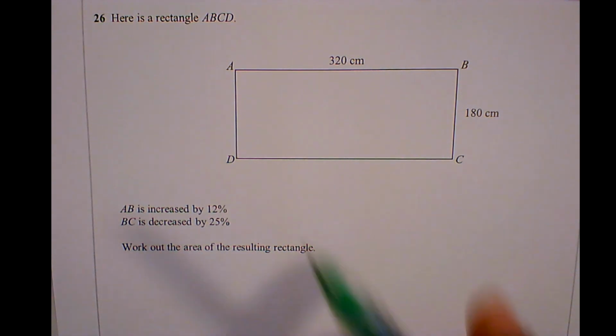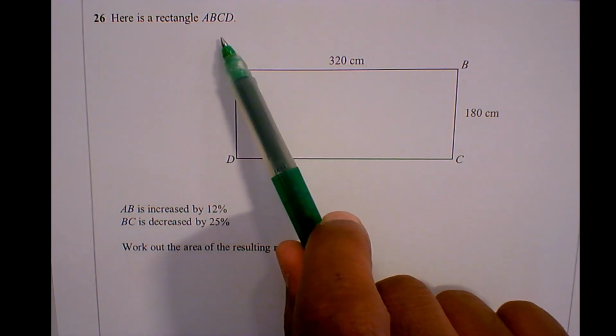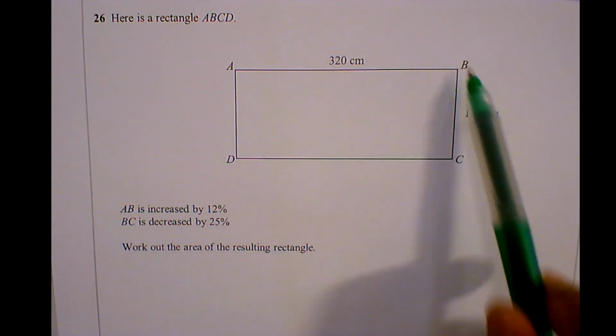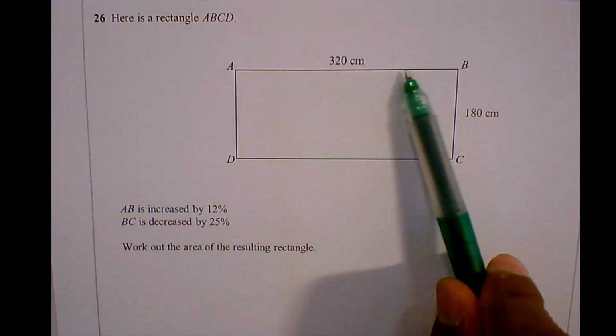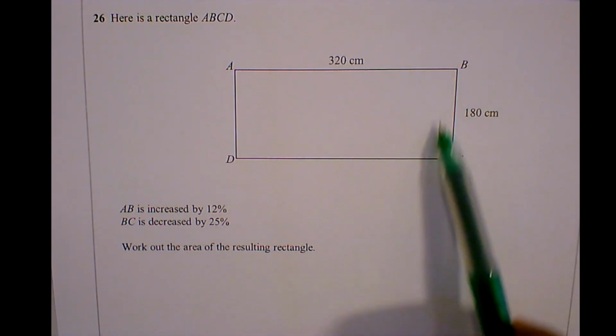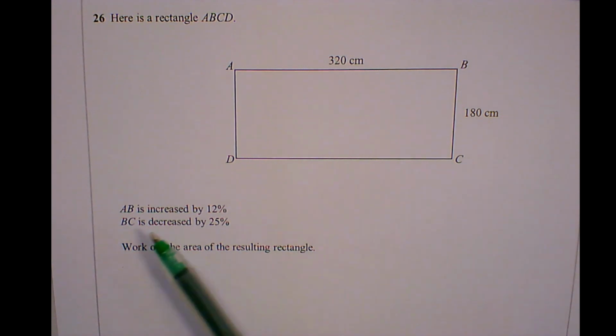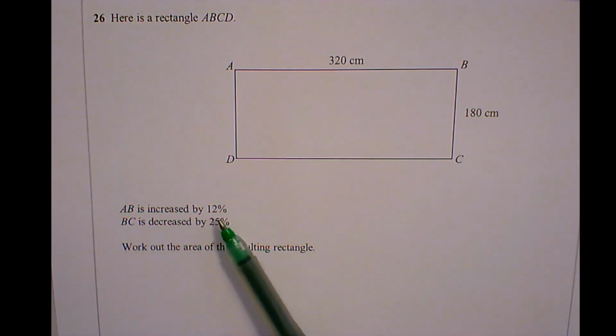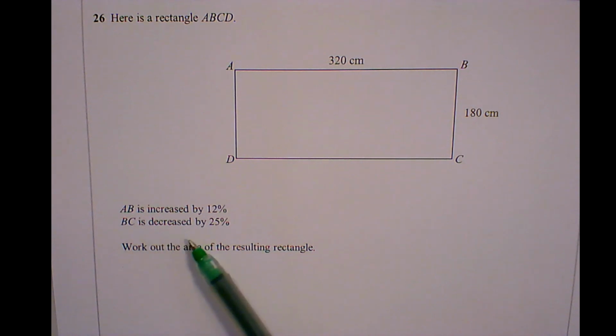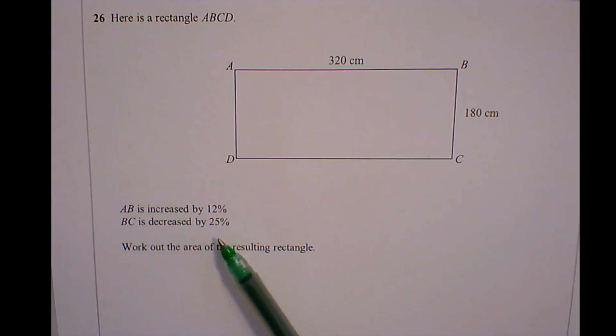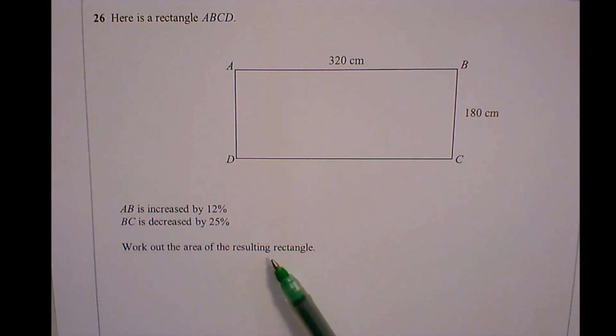Question 26. Here is a rectangle ABCD. This is 320 centimeters. This is 180 centimeters. AB is increased by 12%. BC is decreased by 25%. Work out the area of the resulting rectangle.